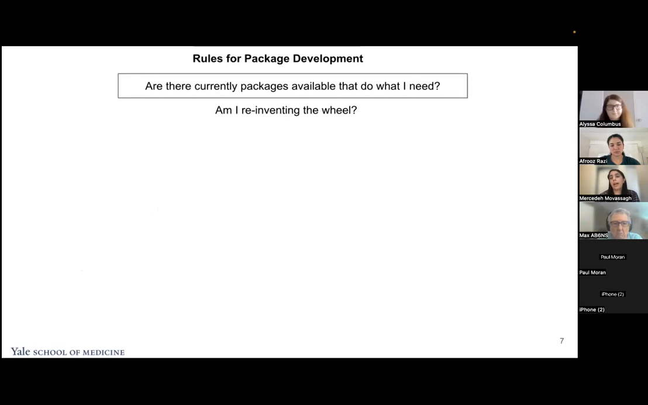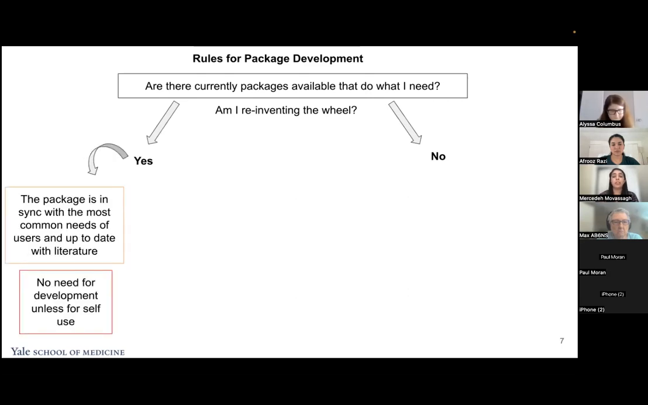And so, rules for package development. I talked to a couple of my colleagues who also do package development, and we really thought about what the rules are. Basically, there are a lot of little rules, but before you develop a package, you want to ask yourself, are there currently packages that do the thing that I want? That's very important because you don't want to recreate the wheel. So if your answer is yes to that question, you want to ask if that package is in sync with the most common needs of users, and if it's up to date with literature and the new science found.